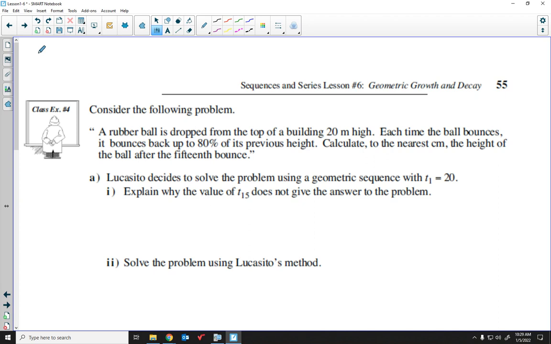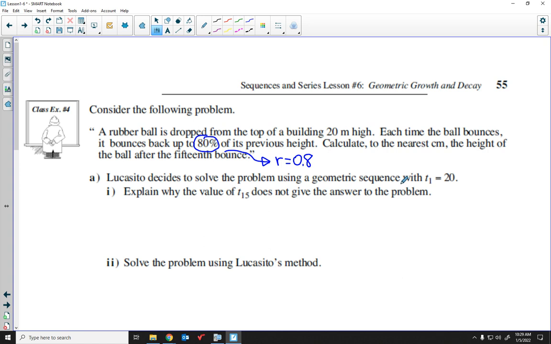A rubber ball is dropped from the top of a 20-meter building. Each time the ball bounces, it bounces back to 80% of its previous height. Okay, so this is the amount of height that's retained. So immediately that's going to give me an R value that's 0.8. If you convert that into a decimal, 0.80 or 0.8. Calculate to the nearest centimeter the height of the ball after the 15th bounce.